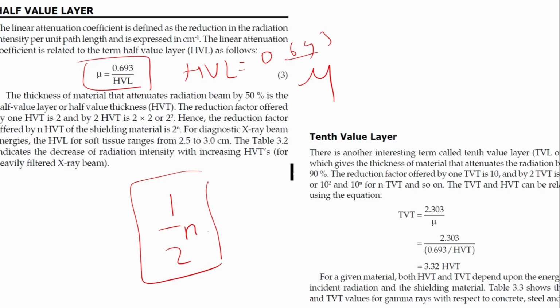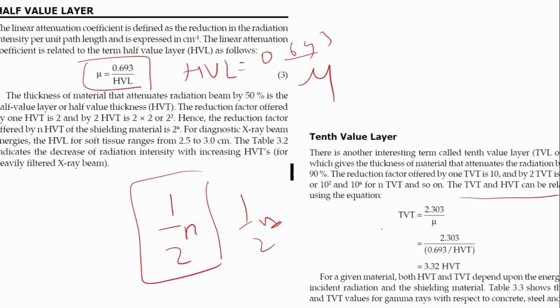For diagnostic X-ray beam energy, the HVT of soft tissue ranges from 2.5 to 3 centimeters. Now there is another interesting term called the tenth value layer, which gives the thickness of a material that attenuates the radiation beam intensity by 90% of its initial value. The reduction factor offered by 1 TVT is 10. Here the reduction factor for HVT was 1/2 to the power n, depending on the number of HVT, and for TVT it is given by 10 to the power n.